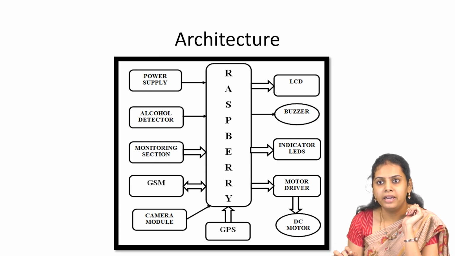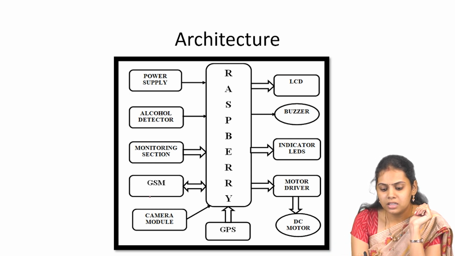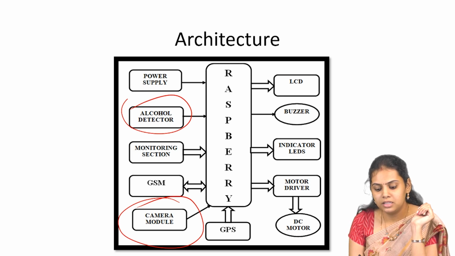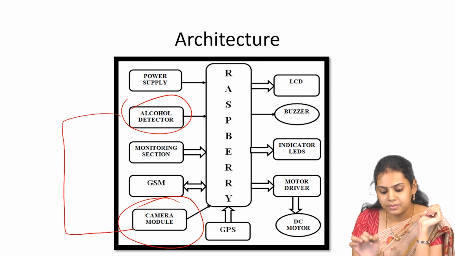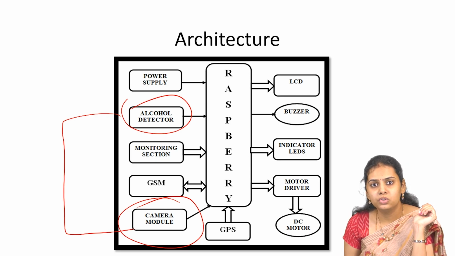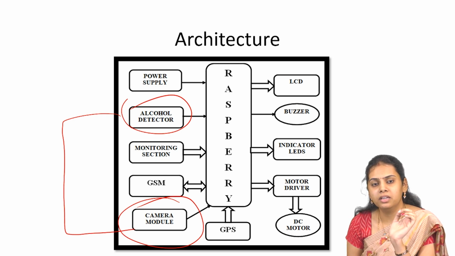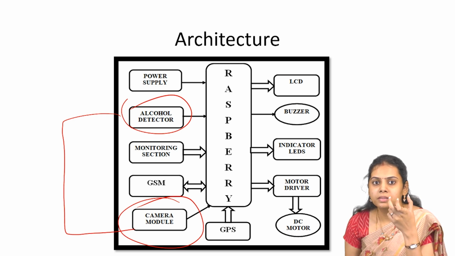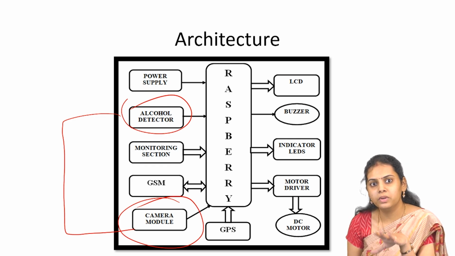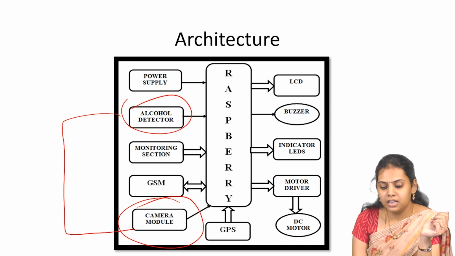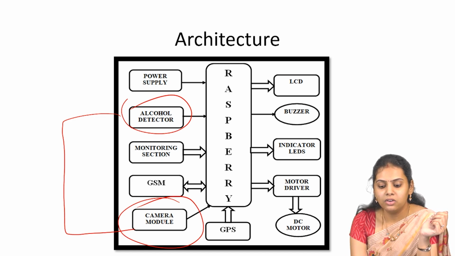Here I used a Raspberry Pi, and along with this alcohol sensor, one of the main things is a camera module, which I am developing. It is still in progress. Along with these two, the camera module will capture the image of the driving person. Based on this capture, using iris recognition, we detect whether the person is drunken or not, because I am making it a little more advanced along with the alcohol sensor.